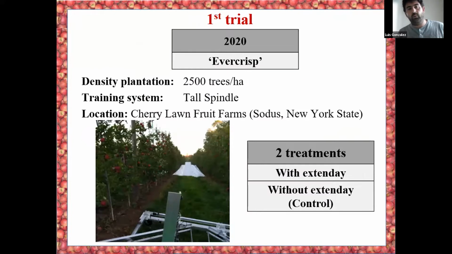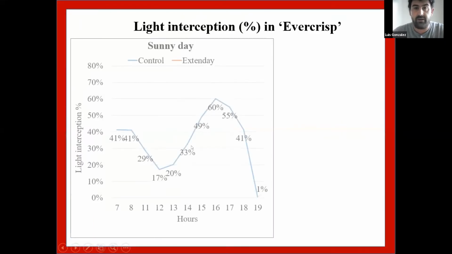The first experiment was in 2020 in Evercrisp. The location was Cherry Lime Farms. In this experiment there are 2 treatments, with Extenday and without Extenday. You can see this is the row. Part of the row does not have Extenday and the other part has Extenday.